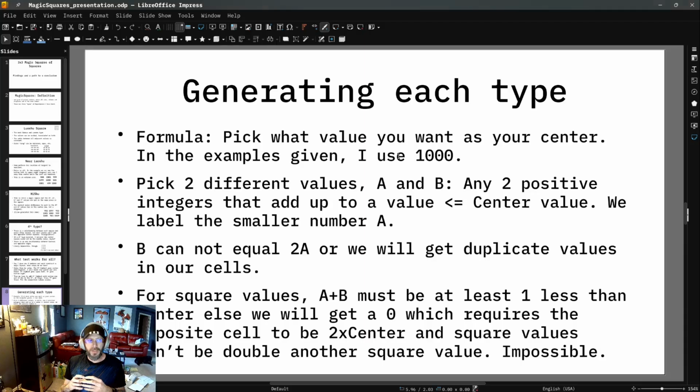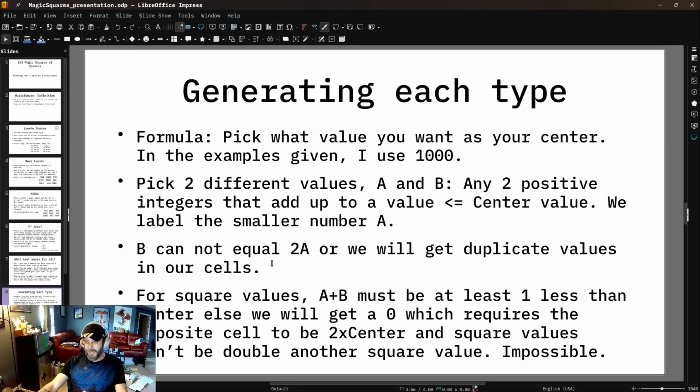And so of these 2 values that we pick, I've obviously been picking 1,000 quite a bit, and then just picking any random numbers that add up to less than 1,000. I'll put 1,000 in the center. I'll label the smaller of the 2 values, because they can't be equal, as A, and the larger as B. And then we'll look at the formula in just a moment.